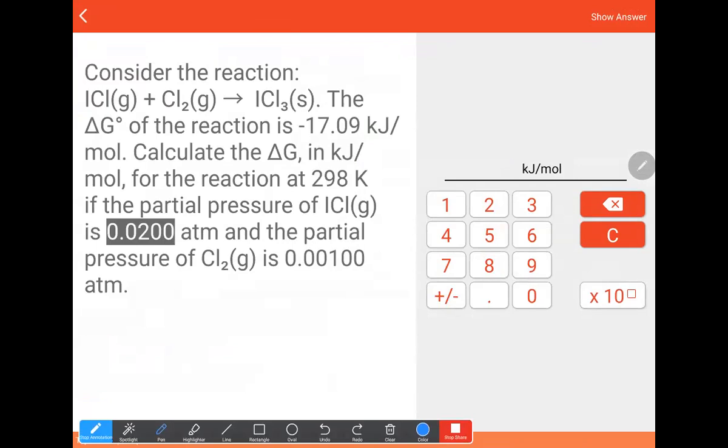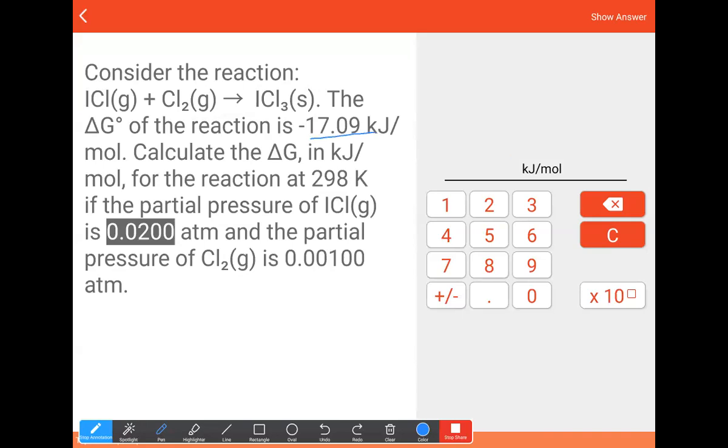Okay, in this question we have ICl plus chlorine going to ICl3. The delta G of the reaction is -17, which is interesting because it's not spontaneous looking based on the entropy, where we have gases going to a solid, but we still have a negative delta G, so it must be highly exothermic.